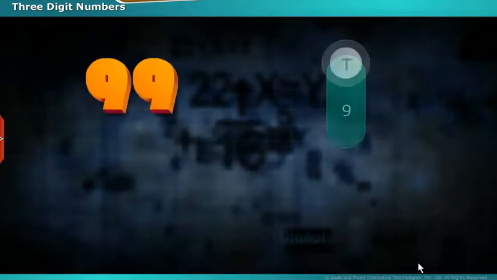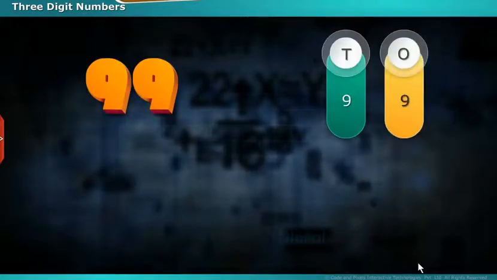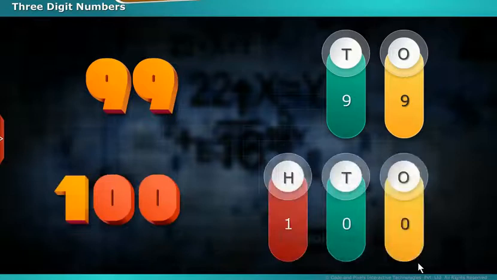As we all know, 99 is a 2-digit number and it has ones place and tens place. In the same way, the number 100 has ones place, tens place and hundreds place.